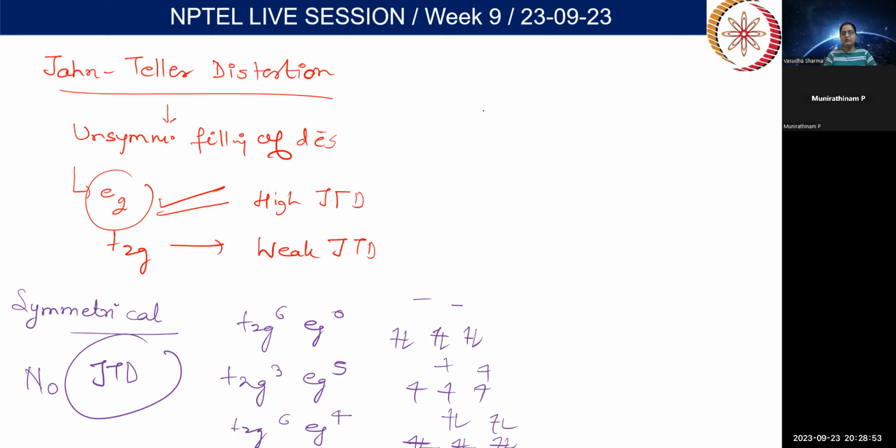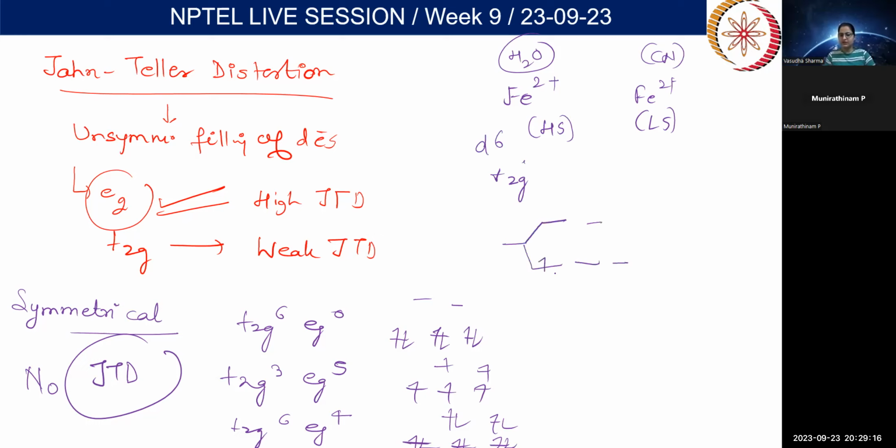Second case, now when we talk about this Jahn-Teller distortion, I am having iron in +2 that we saw in high spin, and iron in +2 that we saw in low spin, in case of water as a ligand and in case of CN as a ligand. Now here T2G6, here we would be having D6 and it would be splitting like this. Now you tell me in this particular case whether Jahn-Teller distortion will occur or not.